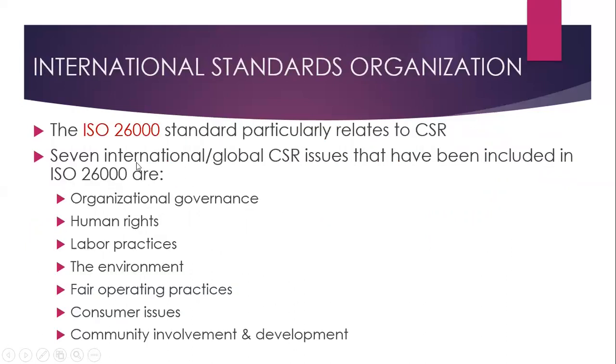Then ISO. ISO 26000 is a standard related to CSR, and it has included these issues: organizational governance, human rights, labor practices, environment, fair operating practices, consumer issues, community involvement, and development. As we have seen previously, these are important components of CSR.